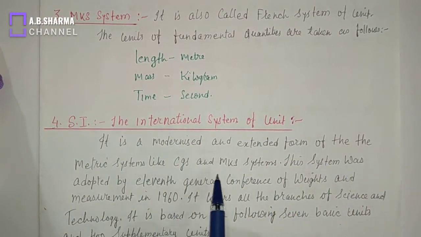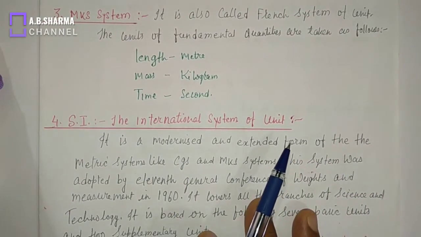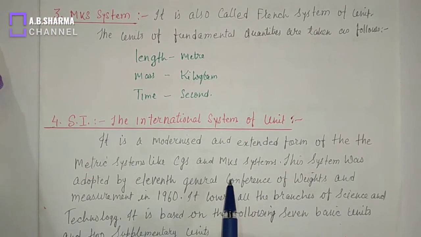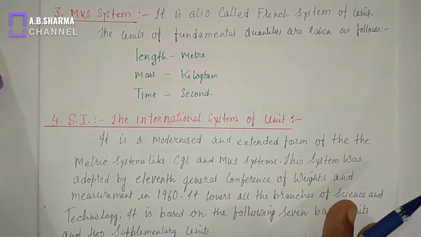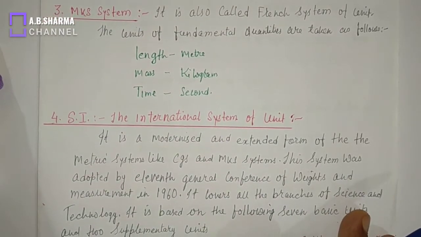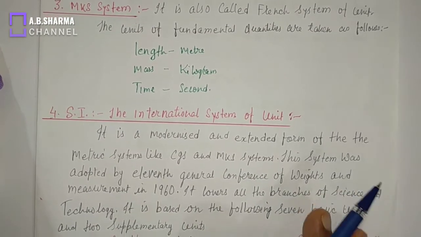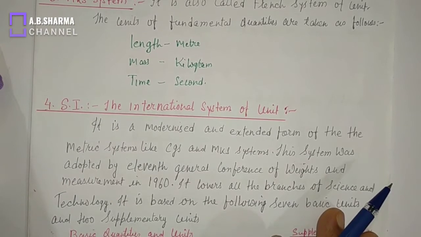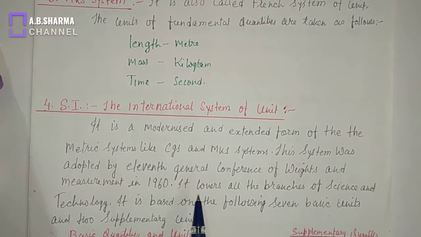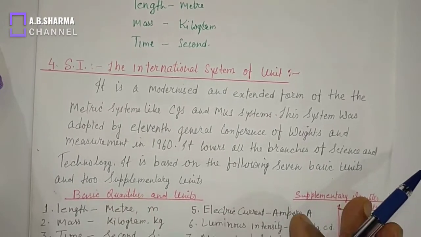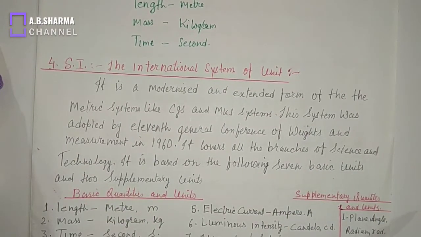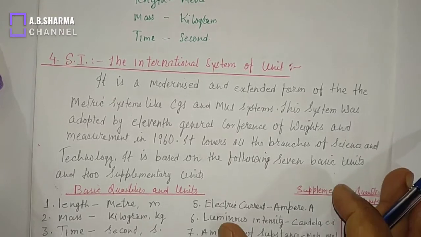It is a modernized and extended form of the metric system like the CGS and MKS systems. This system was adopted by the 11th General Conference of Weights and Measures in 1960. It covers all the branches of science and technology. It is based on the following 7 basic units and 2 supplementary units. Remember that. So what are those basic units?